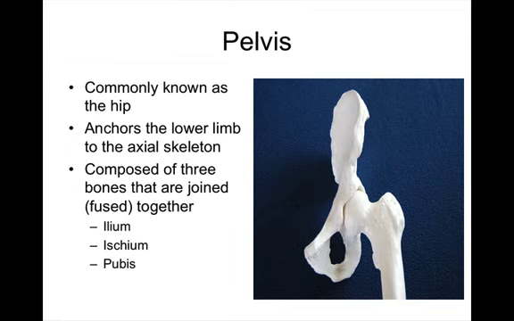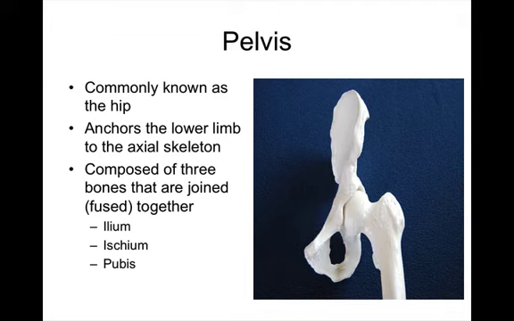So let's go ahead and start with the pelvis, and then what we'll do is we'll talk about the bones from proximal to distal. So this is where the lower limb is anchored to the axial skeleton. So if you remember, the upper limb has the pectoral girdle, the scapula and the clavicle, that anchor the remaining bones of the upper limb to the axial skeleton. The hip is doing that for the lower limb.